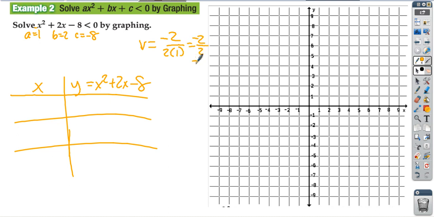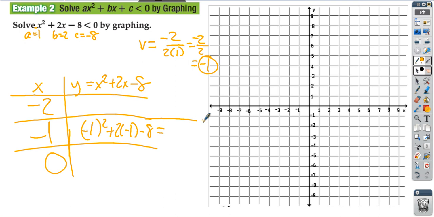It's negative 2 over 2, which is negative 1. So that's going to go in the middle of the table. One number bigger, one number smaller. And we'll plug these numbers in again for x so we can get our y value. So negative 1 squared is 1, plus negative 2 is negative 1, minus 8 is negative 9. So that point negative 1, negative 9, down here, that's the vertex.